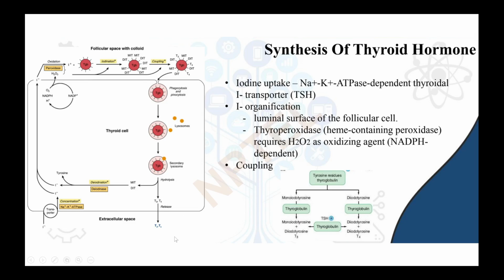These T3 and T4 will be released outside the thyroid cells. The remaining MIT and DIT will be released, which will be deiodinated. So that iodine can be recycled, the tyrosine will be released out, and again the whole process can keep going on. Okay.